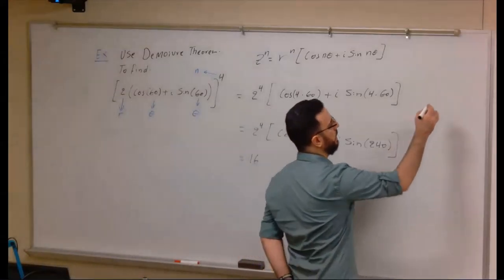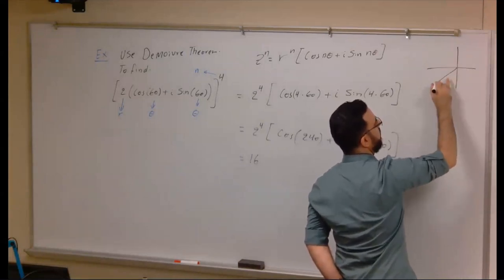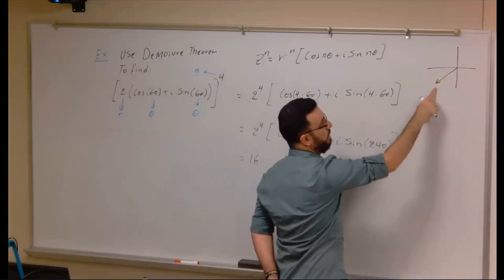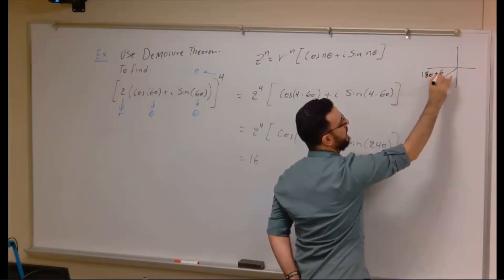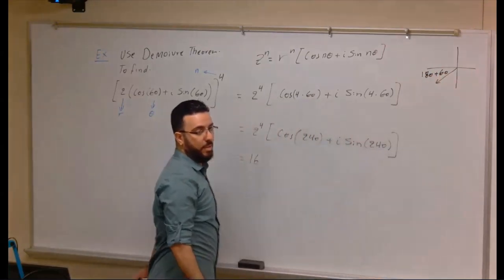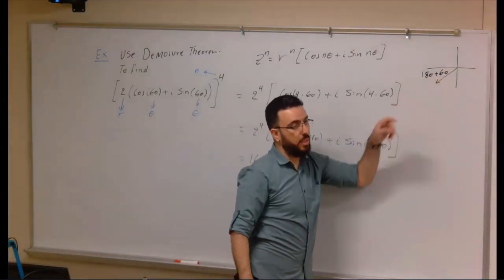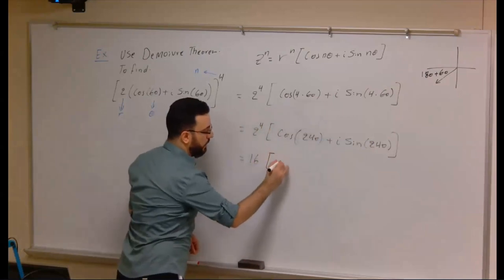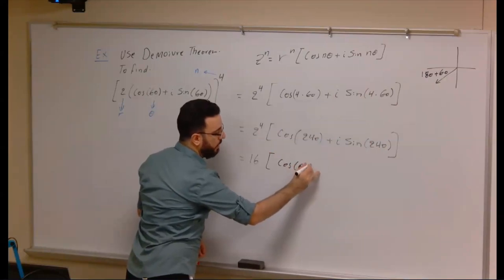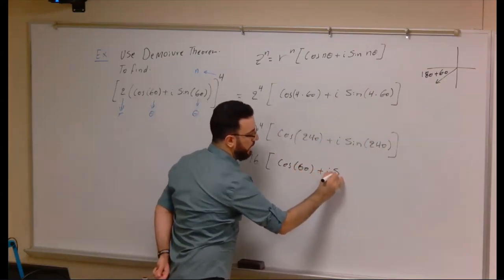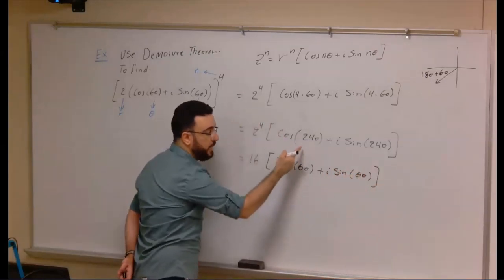How much is cosine 240? 240 in which one? Here, here, or here? Negative half. Okay, so here 240. So theta is going to be 180 plus 60, right? That means I'm going to use the angle 60. So this one is going to be cosine 60 plus I sine 60.